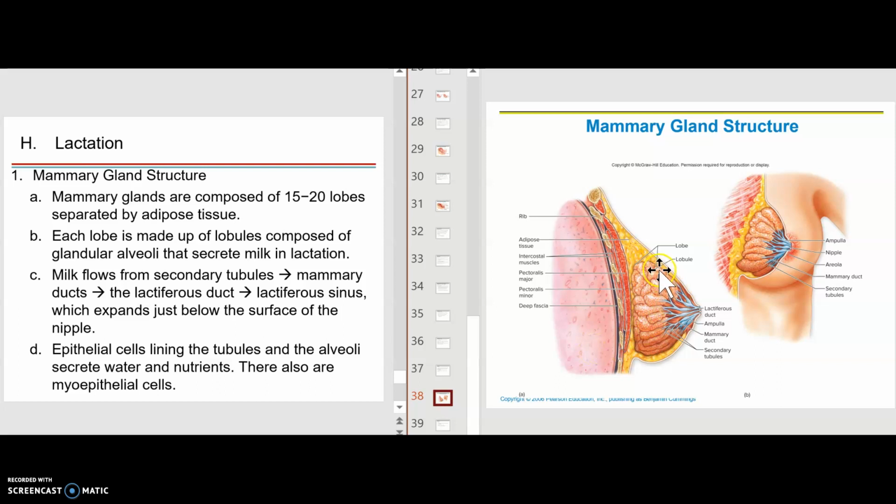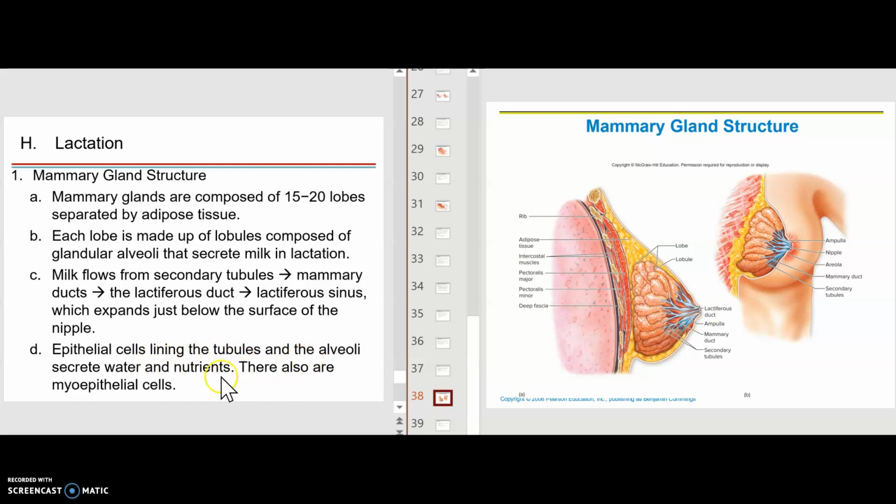So within a lobule, you have the alveoli. Then secondary tubules would come. Then the secondary tubules would lead to lactiferous ducts. Then the lactiferous ducts would expand into a lactiferous sinus, and that's where the milk would be stored until the suckling response occurred.